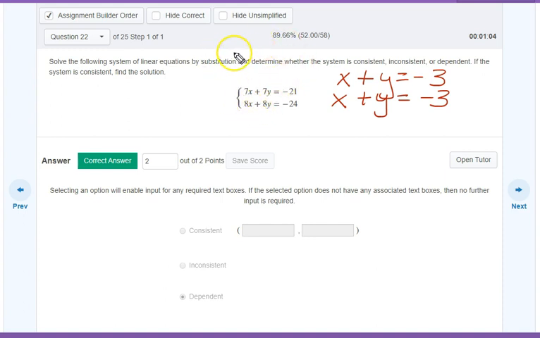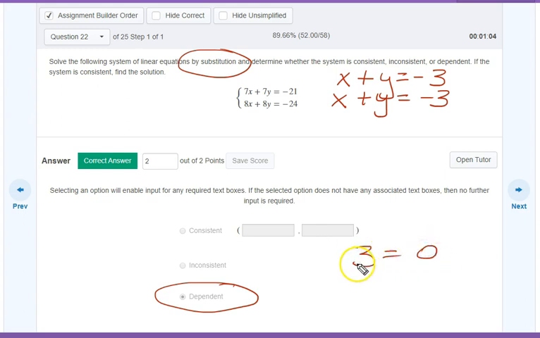But again, they're saying substitution. You could do that. But basically, you're solving and simplifying these equations and then using inspection to determine that they're the same lines. And that's dependent. If you did something and you ended up with 3 equals 0, that's not true. Those would be inconsistent. And then consistent, you end up with a single ordered pair for x and y. And again, we're reviewing as we do these.